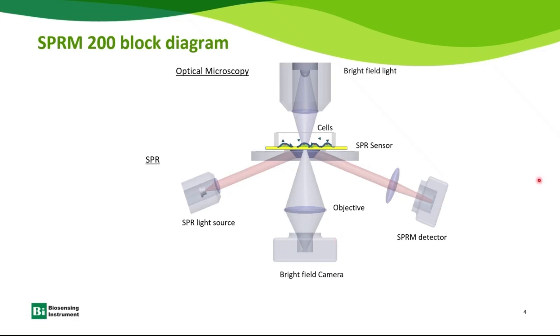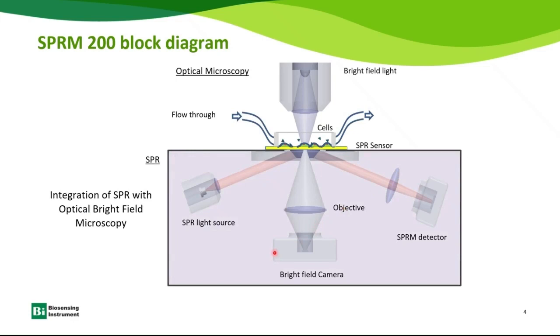The last component is a uniquely designed flow system. This flow system provides optimized flow conditions to ensure accurate SPR measurement. It also allows you to directly culture the cells onto the chip surface and maintain the measurement conditions during the experiment. By combining all three components, the system allows us to measure the parameters of the binding kinetics, including k-on and k-off, and the binding affinity.